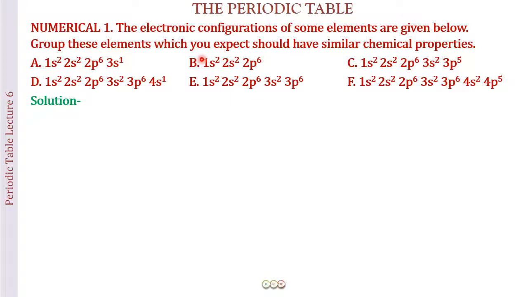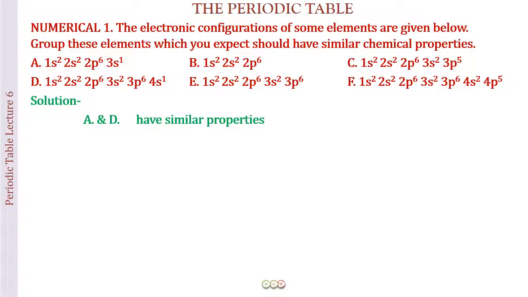Well, the similar chemical properties are going to be for what elements? The elements which have similar electronic configuration. So here you can see A having the outer valence shell as 3s1 and D having 4s1. That means in the valence shell they have just one electron each, and therefore they are going to have similar chemical properties. A and D being similar.